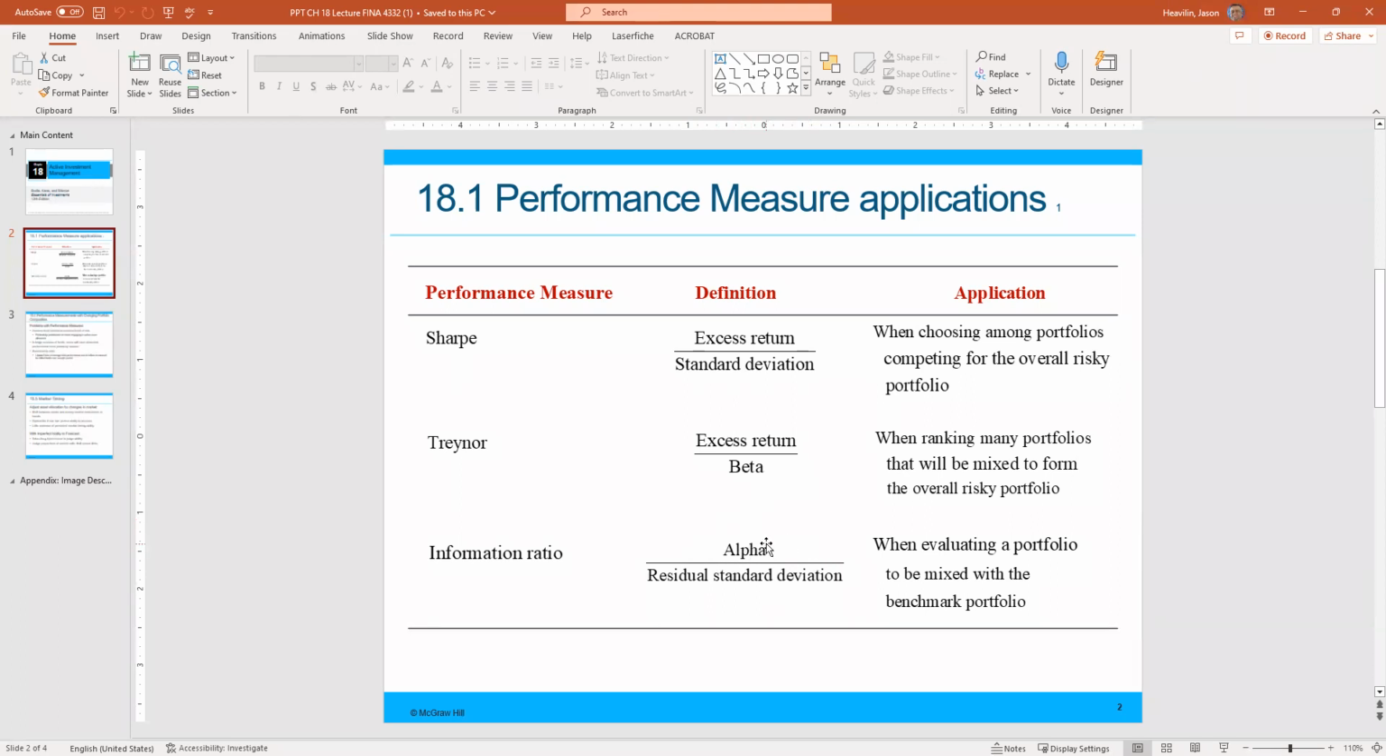You take that alpha and you divide it by this term they call residual standard deviation, also known as tracking error. We're not going to get into the details about how that number comes about. It will be provided for you here. How to get the residual standard deviation or the tracking error would be for a different course. This is useful when evaluating a portfolio to be mixed with a benchmark portfolio. So you have a benchmark portfolio. It could be the market portfolio, the S&P 500, or anything you're benchmarking it with. And you might mix this portfolio with that one. There are more details about the information ratio in the textbook.